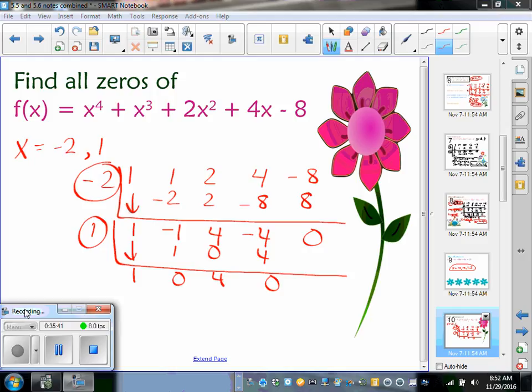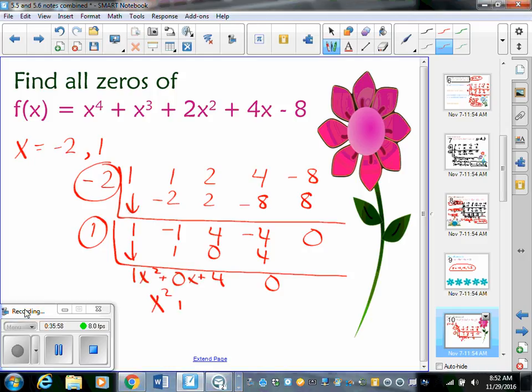What do you have left at this point? Try again. Yeah. Because this is x to the 4th. I did synthetic twice and got down to x squared plus 0x plus 4. So really it's just x squared plus 4. Difference of squares implies which sign? Difference has to be minus sign.